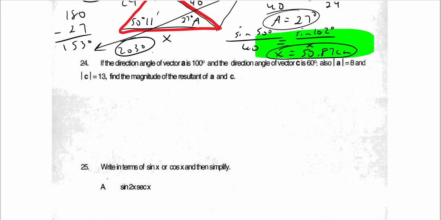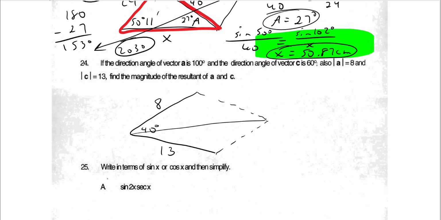All right, so number 24: if the direction angle of a vector is 100 degrees and the direction angle of a different vector is 60, and I'm giving you the two magnitudes, just find the magnitude of the resultant of A and C. So this is really just drawing a parallelogram, guys. It really is not difficult. One has a magnitude of 8, and the other has a magnitude of 13. I'm just going to draw a parallelogram because truly I just need the angle between them, which is 100 minus 60, or 40 degrees. So this is 40 degrees, and there's my resultant.